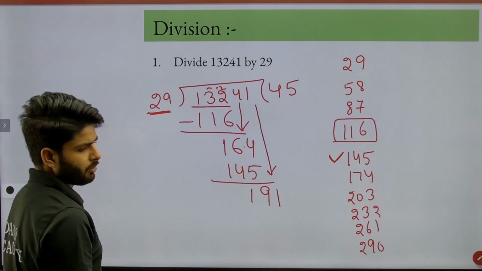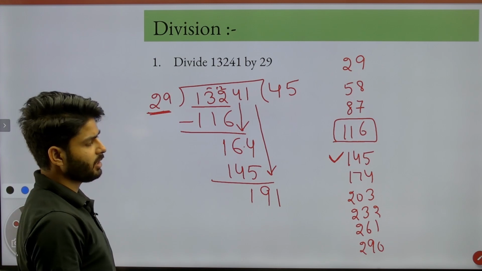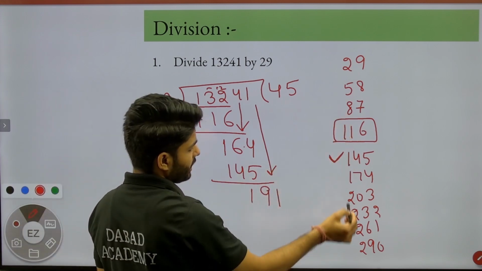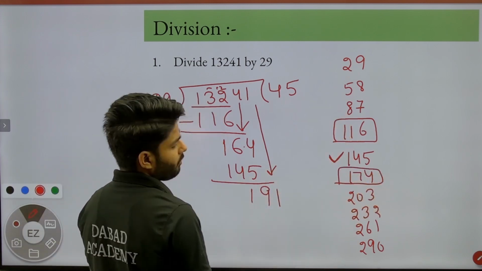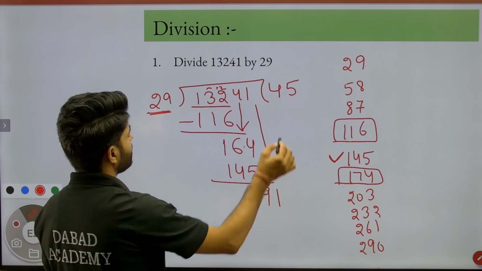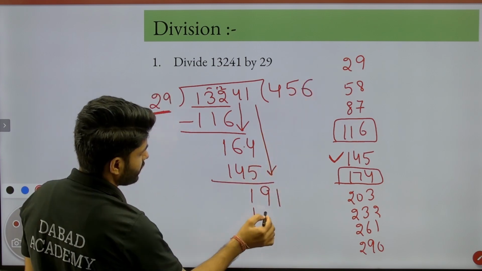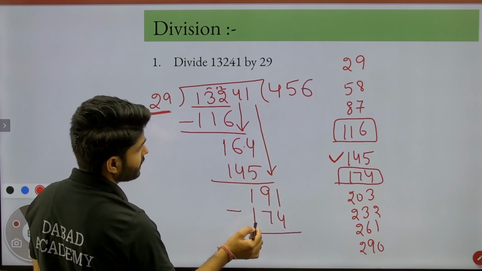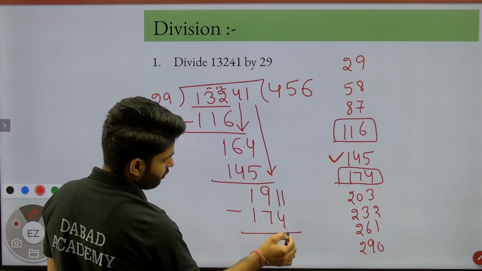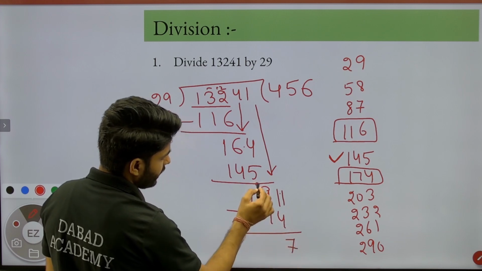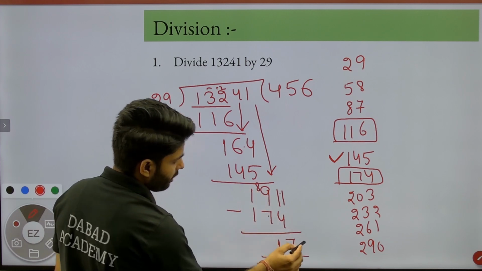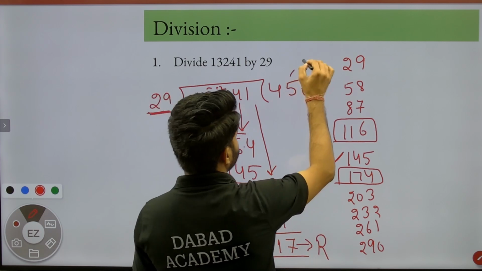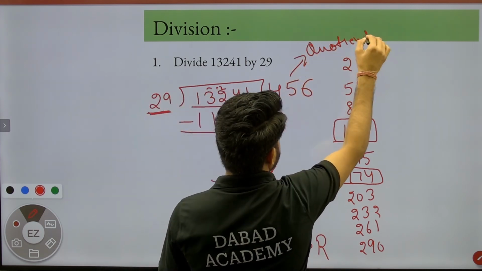Here, now we have to find the number which is less than 191 in the table of 29. So we can clearly see that number is 174, that is 29 times 6 is 174. Now we have to subtract it, that is 11, 11 minus 4 is 7, here is 8, 8 minus 7 is 1. So the remainder is 7. Quotient is 456. This is your right answer.